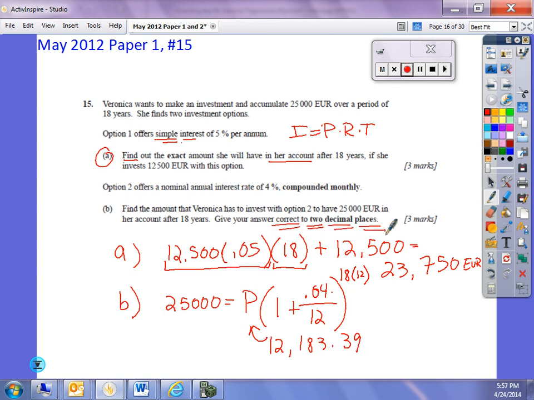So make sure that you use the rounding convention specified in the problem, especially with money, and include our units of euros. And we have finished paper 1.